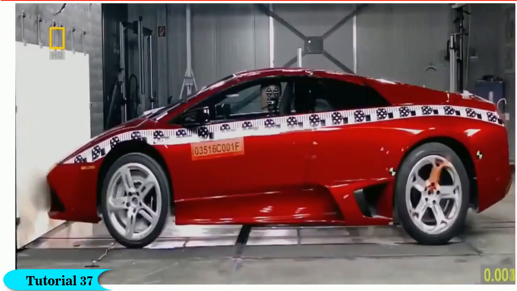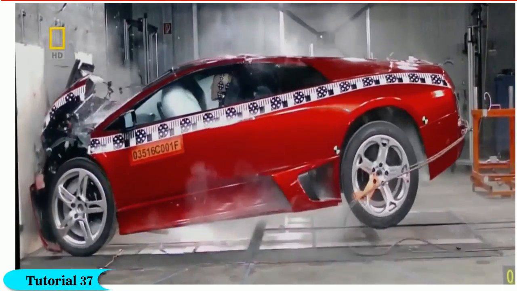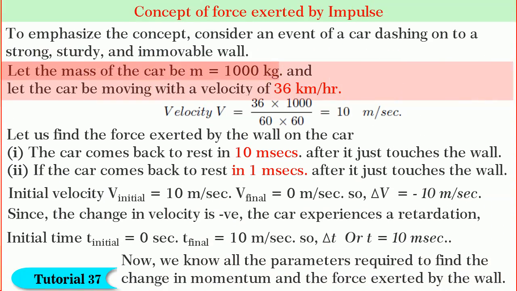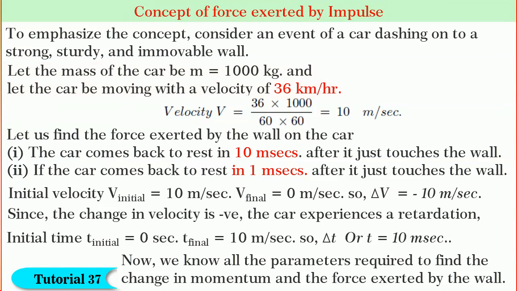Friends, to emphasize the concept, consider an event of a car dashing onto a strong, sturdy and immovable wall. Let the mass of the car m be equal to 1000 kg and let the car be moving with a velocity of 36 km per hour. So, the car velocity in meter per second is equal to 36 into 1000 divided by 60 into 60, which will be V is equal to 10 meter per second. Now, let us find the force exerted by the wall on the car.